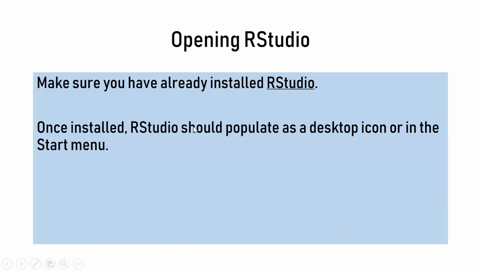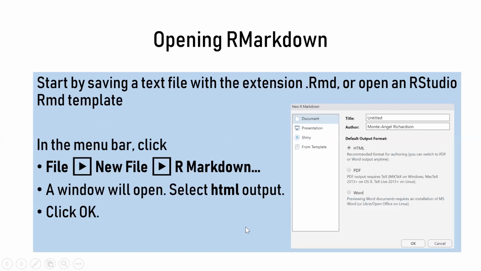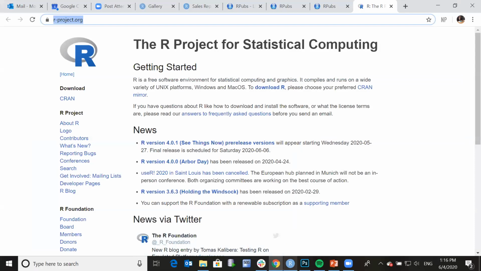Okay, all right, so opening RMarkdown. These are the steps we take to open RMarkdown. I'll do it in my R environment so you can see, but basically you just start with saving a text file as an RMD or opening an RStudio RMD template, which is what we're going to do, and then saving it as what you want it to be called. This is what the screen will look like. All right, let me get out of here and then I'll show you how to do that.